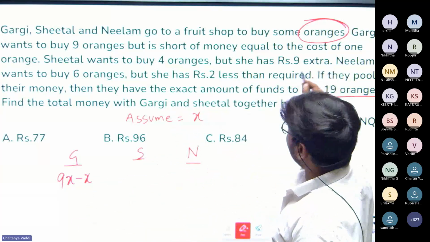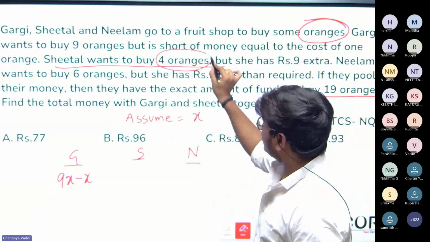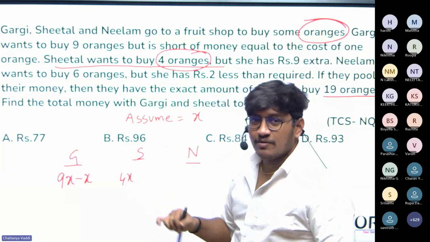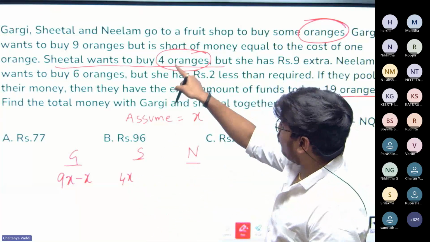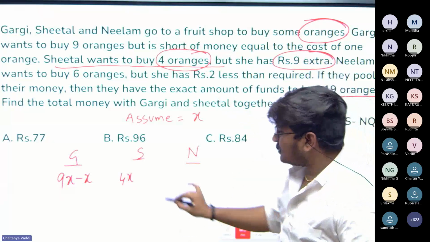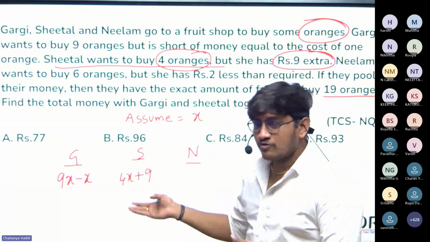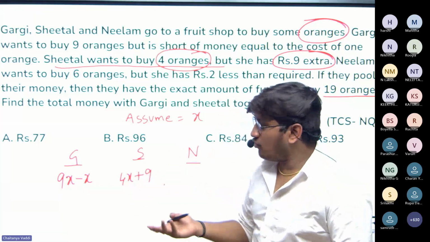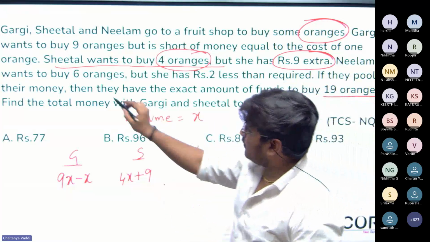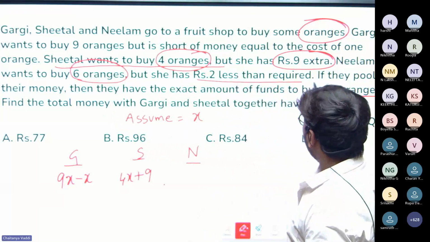Now coming to Sheetal. Sheetal wants to buy 4 oranges. If she wants to buy 4 oranges, she should have 4x rupees. But she has 9 rupees extra. Can I say that she has 4x plus 9? Because if she had an amount equal to 4x, she could buy 4 oranges, but she has 9 rupees extra.